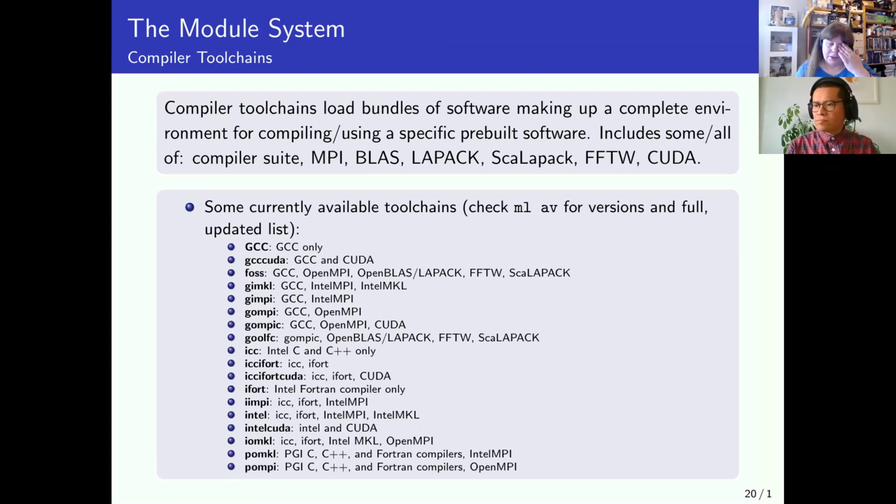This is a non-updated list of currently available toolchains. The thing is that they change pretty regularly, so you will have to check that with ml av. But you can see there are GCC, that would just be GCC itself. If you take GCC CUDA, it will be GCC and the CUDA compilers. The FOSS is the GCC compilers, OpenMPI, OpenBLAS and LAPACK, fast Fourier transforms, and ScaLAPACK. And you would also have a FOSS CUDA somewhere, which is not listed here, but that is the same as this, but with CUDA as well.